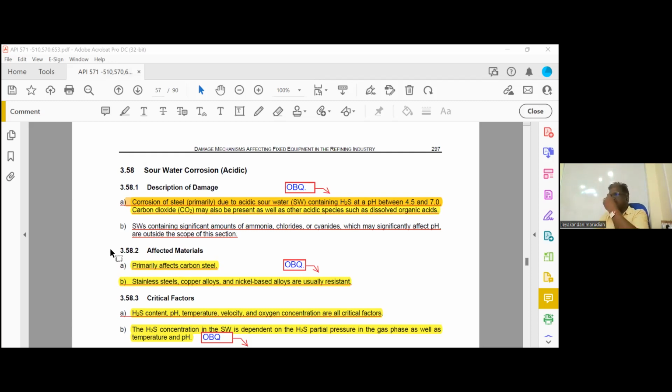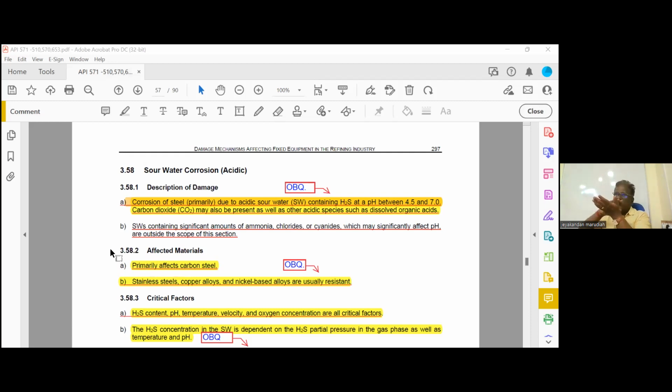Normal water at pH 7 is also corrosive, but sour water is more corrosive than normal water. Sour water, the pH range is 4.5 to 7 because it is dissolved with the H2S. When H2S dissolves, the sulfur in H2S reacts with the iron and forms iron sulfide. See, what is the corrosion? It is actually iron oxide.